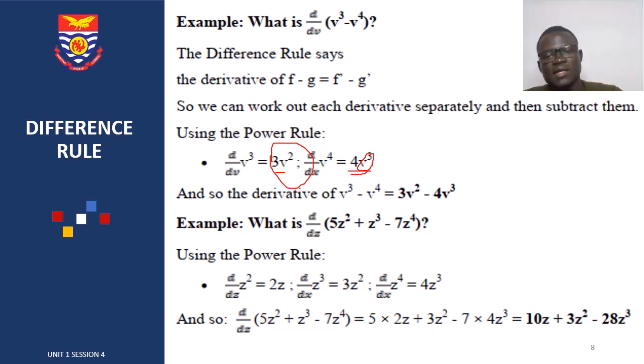So remember, it doesn't have to be x, it could be any letter. What will be the derivative of 5z squared plus z cubed minus 7z to the power 4?